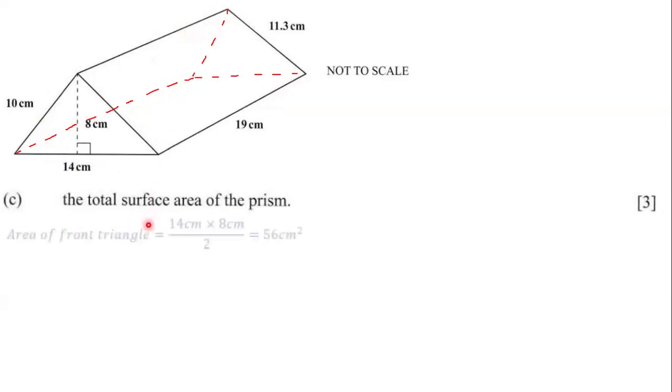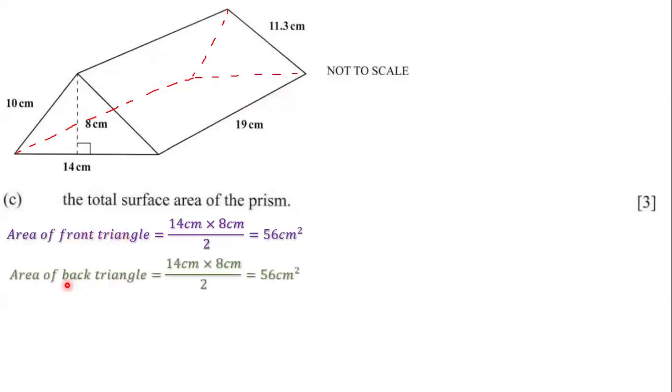So let's first deal with the area of the front triangle. This is the front triangle right here. It has a base of 14 centimeters, and it has a height of 8 centimeters. So it's going to be 14 times 8, all divided by 2, which gives us 56 centimeters squared. And that's the area of the front triangle.